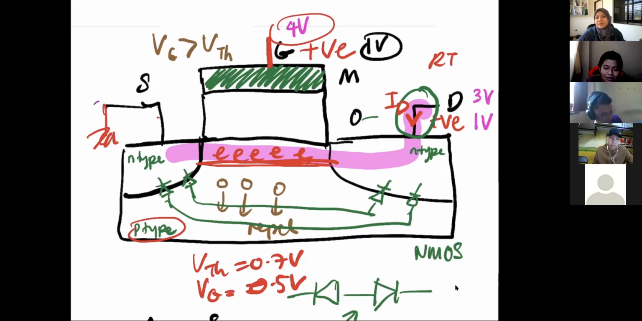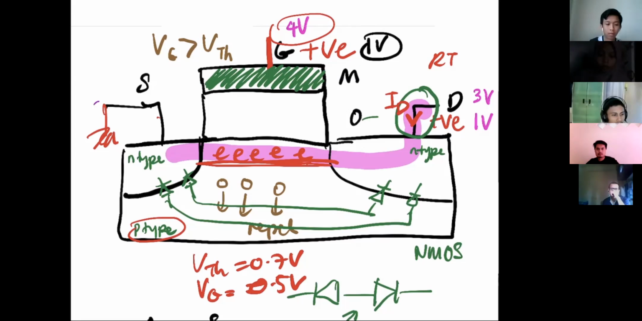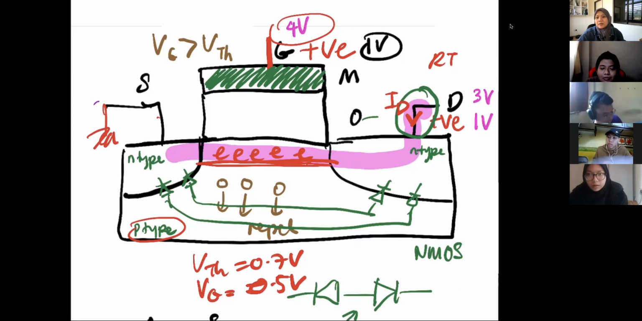When voltage increases, I think the current increases as well. Yes. So what happens inside the MOSFET? More electrons in the channel. So do you agree or not with Afiq saying the channel will become bigger? I agree.